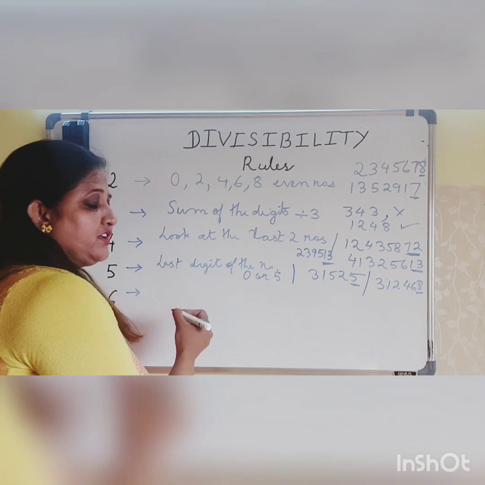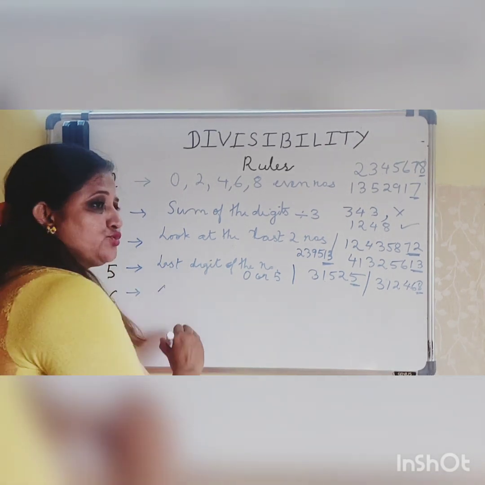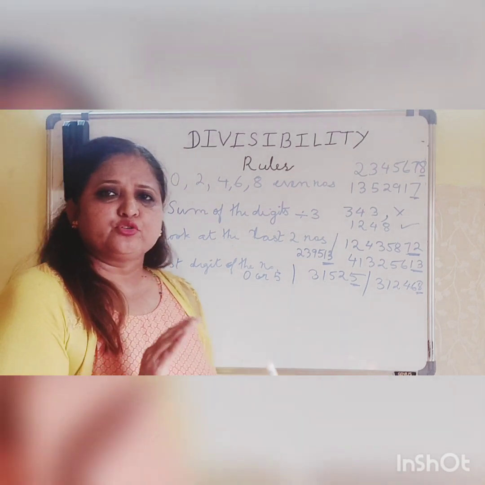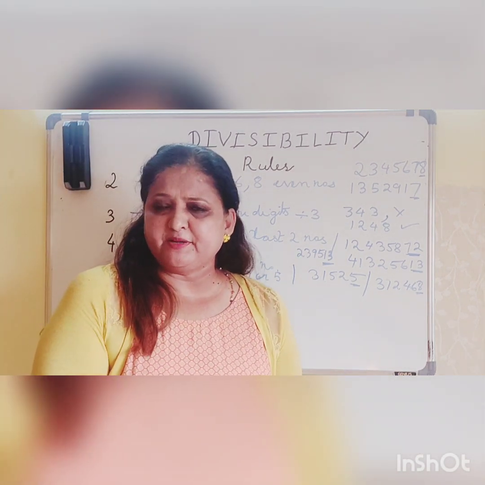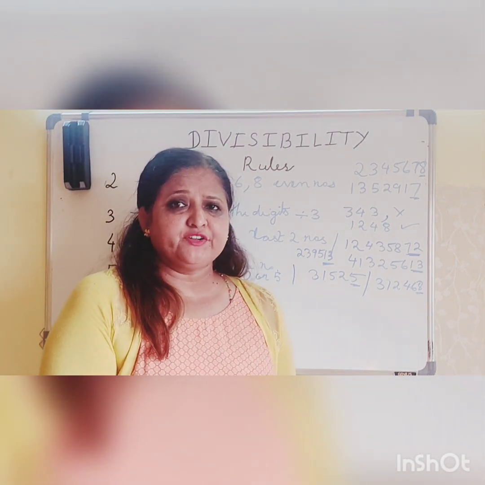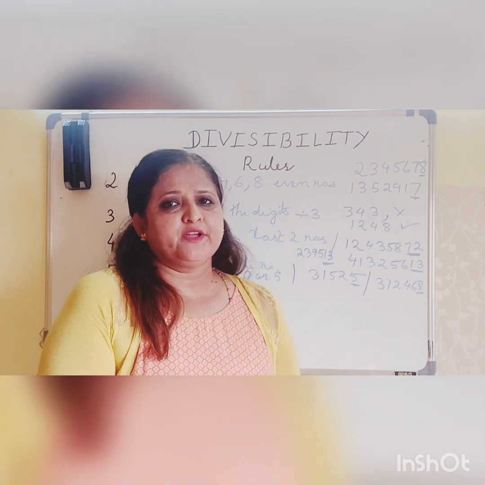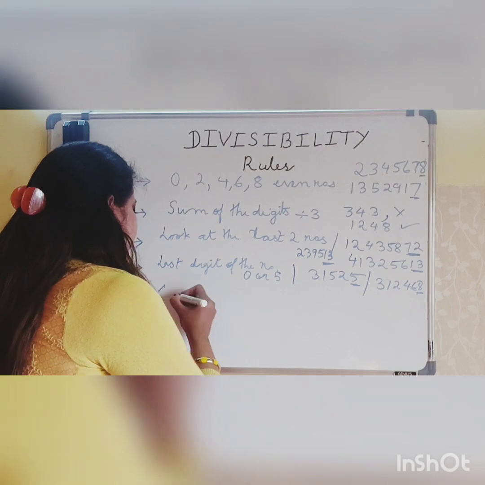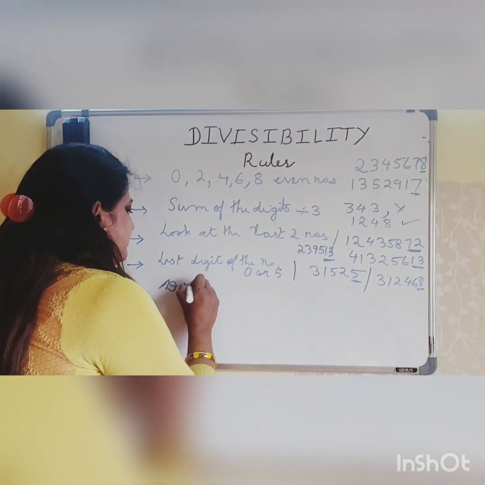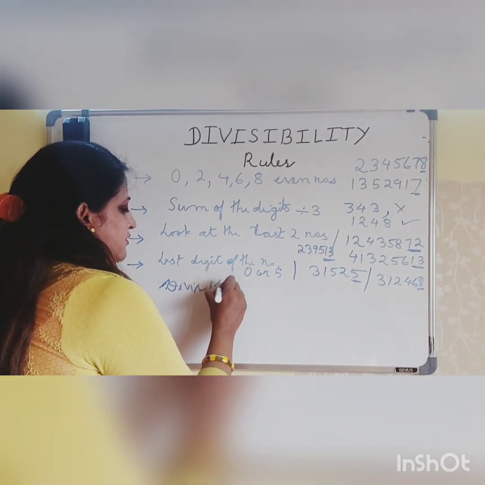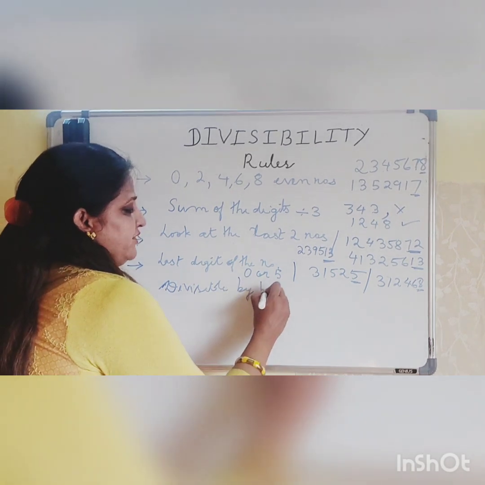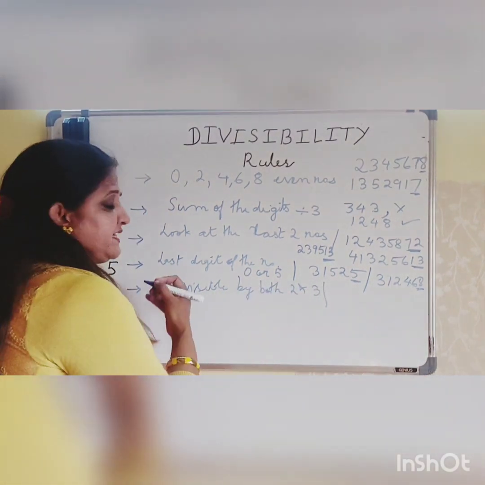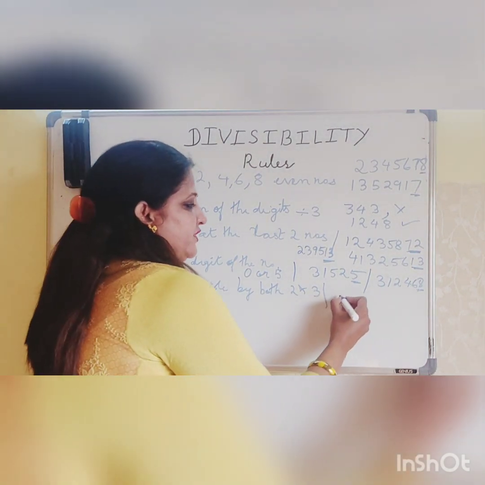Now how do we check the divisibility of a number by 6? You have to check whether the number is divisible by 2 and 3 both or not. If the number is divisible by both 2 and 3, then the whole number will be divisible by 6. But if the number is not divisible either by 2 or by 3, then the number will not be divisible by 6. So the numbers divisible by both 2 and 3 are divisible by 6 as well.